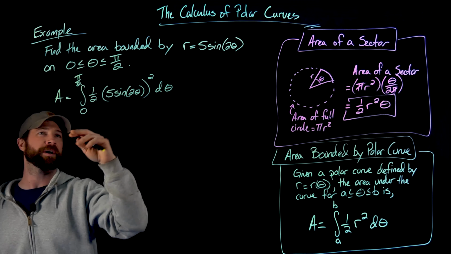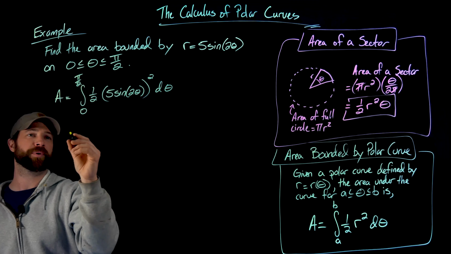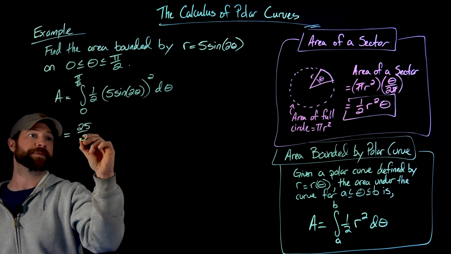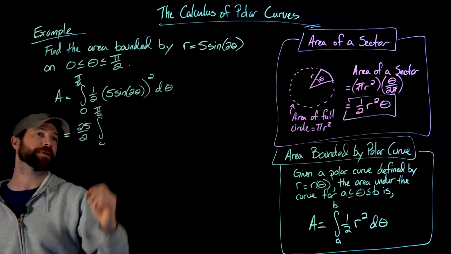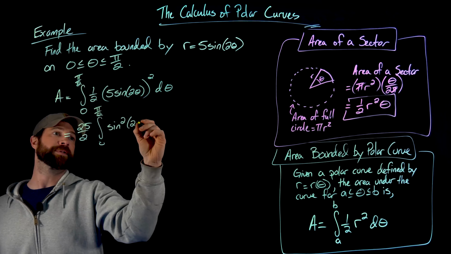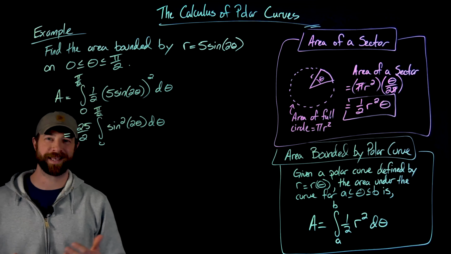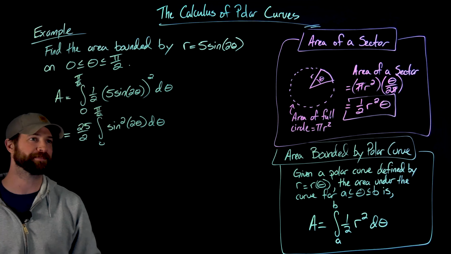And just to pull out my constants, I'm going to take this 1/2 and that factor of 25 and pull it on the outside. So this will be 25 halves. And so we're still going from 0 to pi over 2. And now we have the sine squared of 2 theta. And again, thank goodness that we practice these powers of these trig functions, right? They do come up a lot.